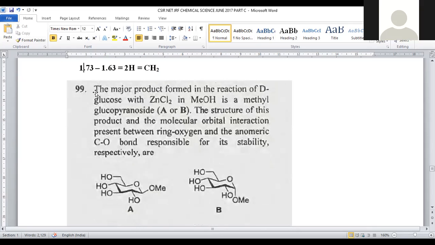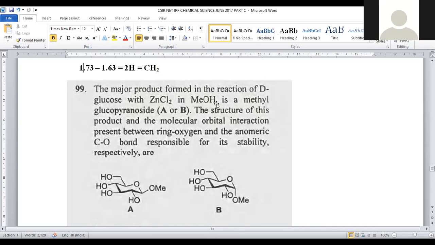Let us move on to question number 99. The major product formed in the reaction of D-glucose with zinc chloride in methanol is a methyl glucopyranoside, A or B. The structure of the product and the molecular orbital interaction present between the ring oxygen and the anomeric carbon oxygen bond responsible for its stability, respectively. Okay, so what we have to check: the compound is provided. What is the compound we are taking? Starting D-glucose. This D-glucose is treated with zinc chloride and methanol.